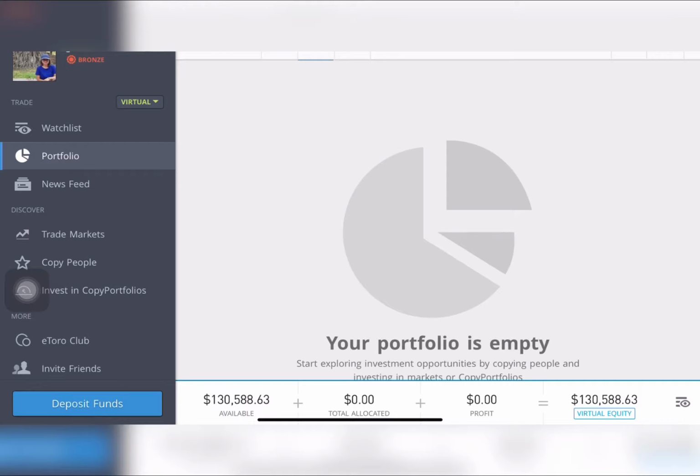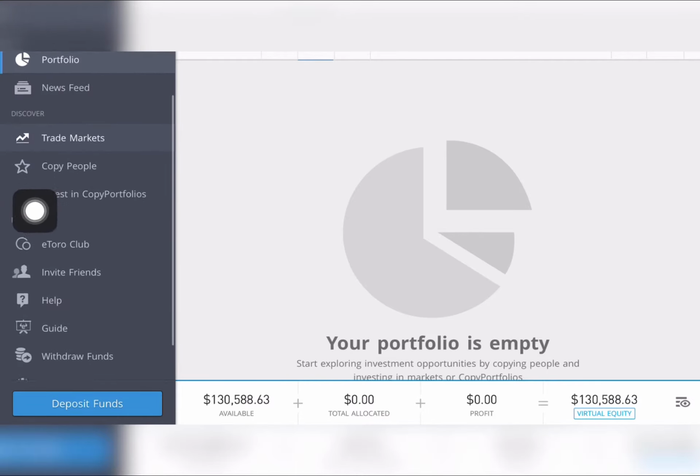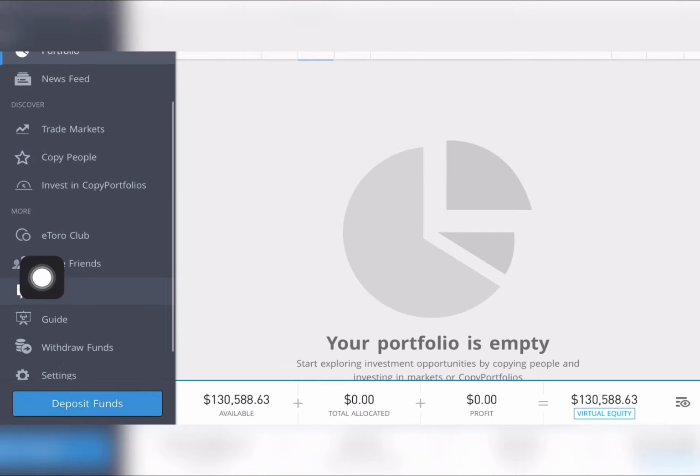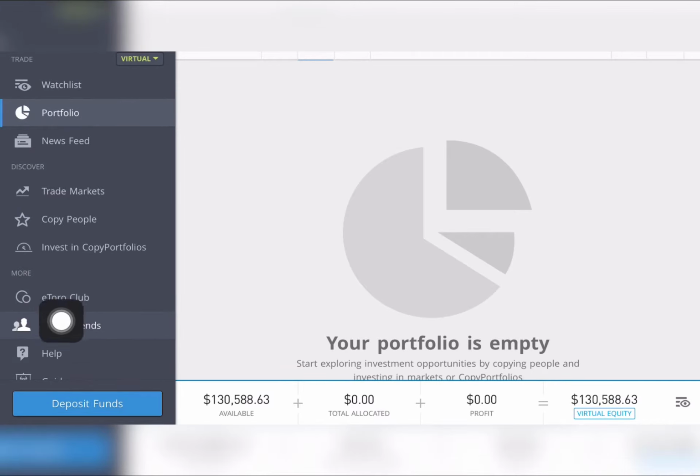Okay, so on the left side here you will find all of these parameters: watch list, portfolio, news feed, trade markets, and so on. So one by one you just open these and read what the details are about all of these things. Okay, if we go on top, this virtual, the green one, you can click the arrow.